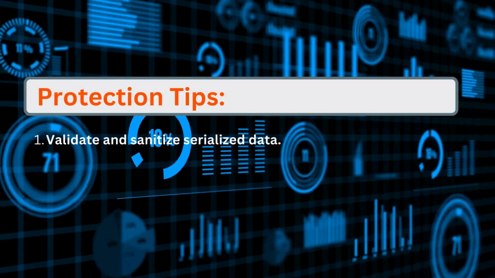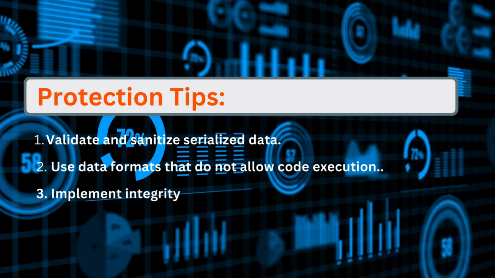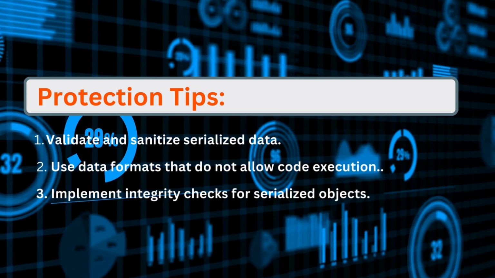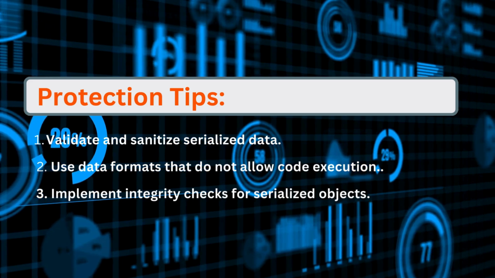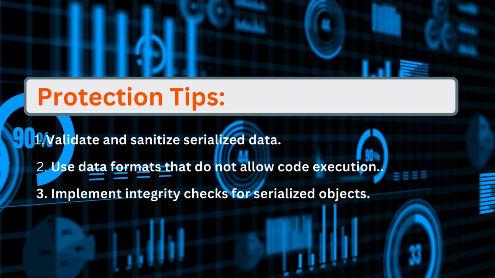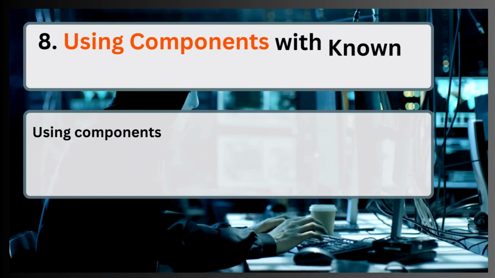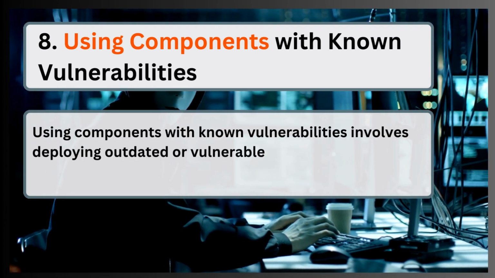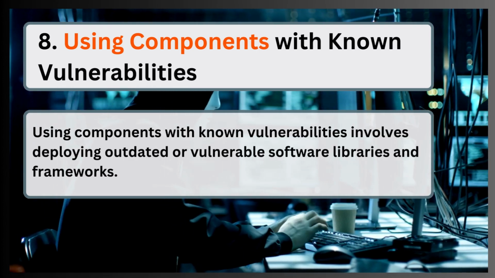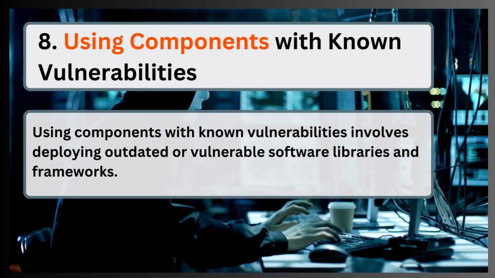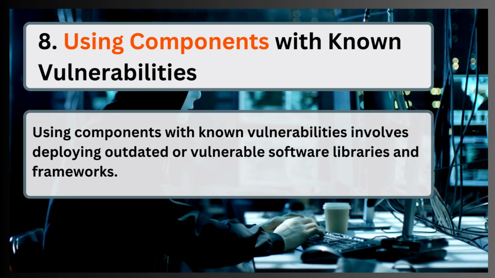Protection tips. Validate and sanitize serialized data. Use data formats that do not allow code execution. Implement integrity checks for serialized objects. Eighth, using components with known vulnerabilities. Using components with known vulnerabilities involves deploying outdated or vulnerable software libraries and frameworks.